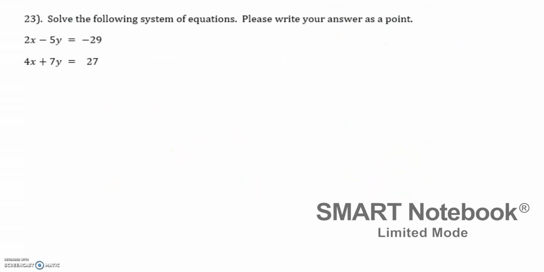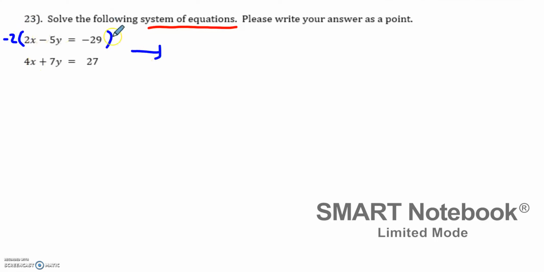Number 23. This is a system of equations. Now this problem will not be on your final exam. However, I keep reminding you because I know what's coming in geometry. So if I was solving the system of equations, it looks like an elimination problem. So what I would do is multiply this top equation by -2 so that the x's can cancel out.